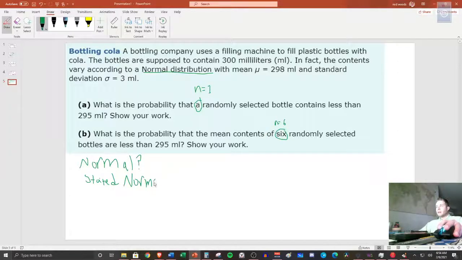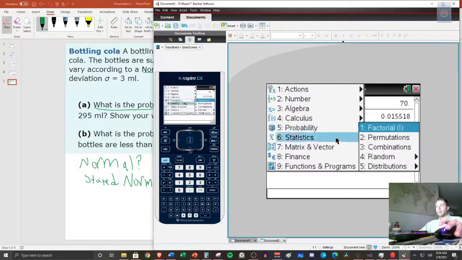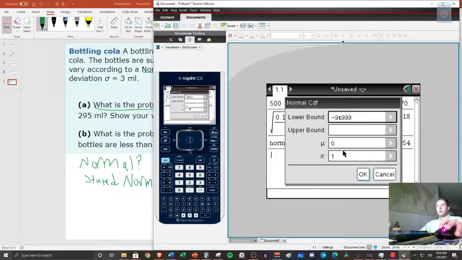What does that mean? Well, that means we can perform normal calculations on the distribution. So if we're going to do a calculation here, it says what is the probability? So we need a norm CDF for this one, that a randomly selected bottle contains less than 295 milliliters. So we're going to have to go back through here and do mu, what is the mean, and what is the standard deviation?